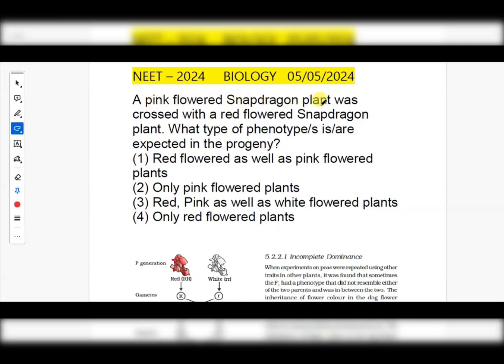A pink flowered snapdragon plant was crossed with a red flowered snapdragon plant. What type of phenotypes is expected in the progeny? And it is option 1, red flowered as well as pink flowered.